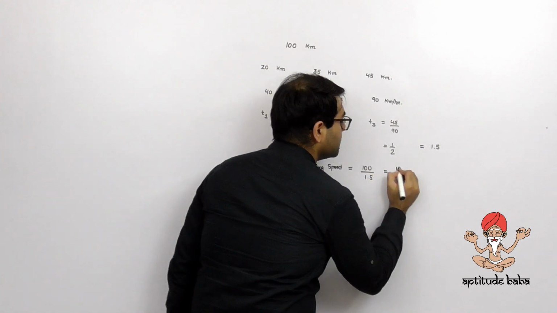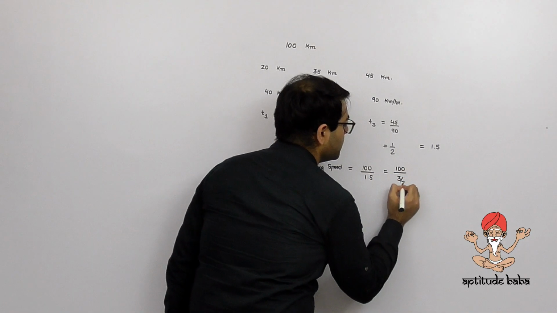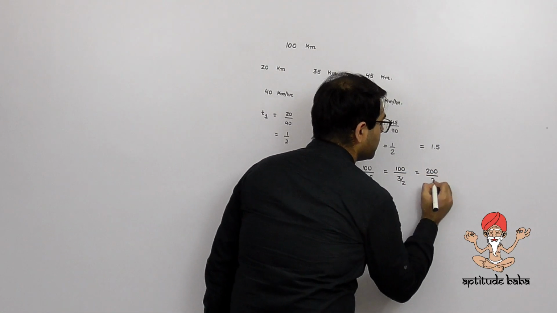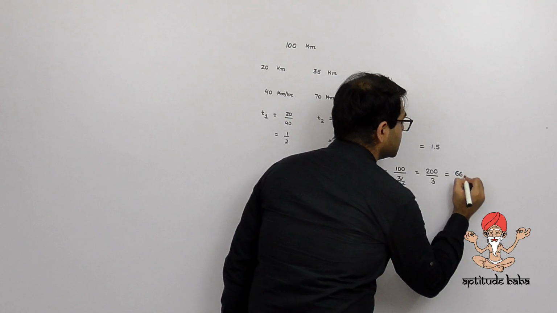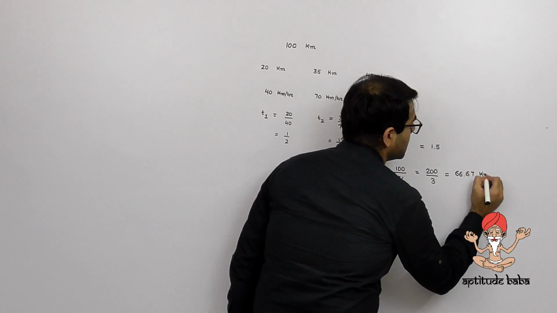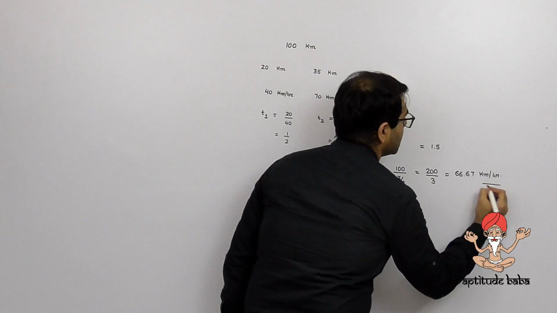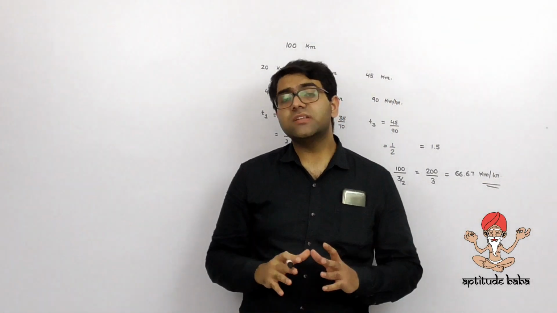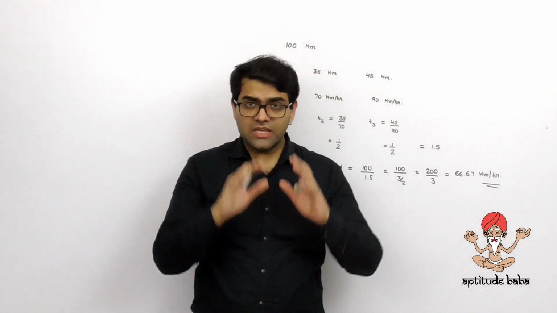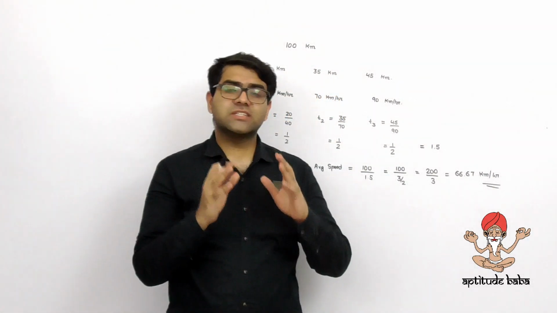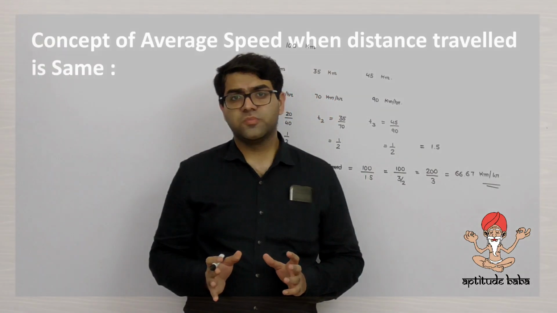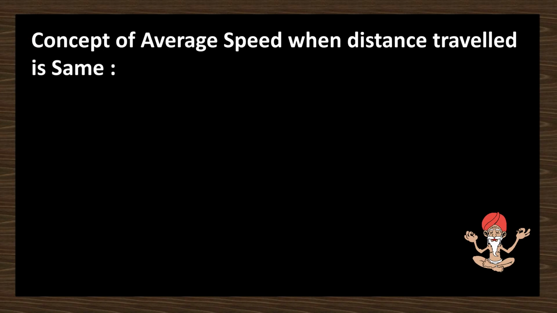So average speed ends up becoming 100 divided by 3 by 2. Now I can shift this 2 onto the numerator. So this is 200 by 3 or perhaps 66.67 kilometers per hour. Hopefully we are able to understand this example. The first three examples that we have in your average speed are actually standard question types which you do get frequently on the paper. Next, what we have is the concept of average speed when the distance traveled is same.